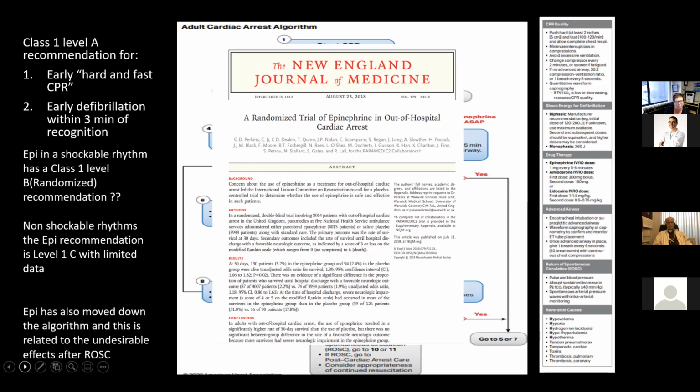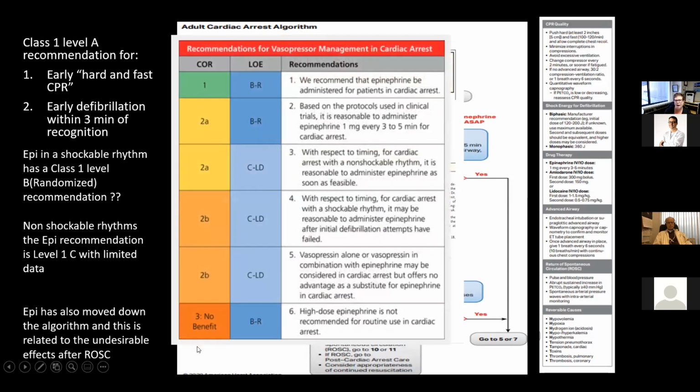So epi has moved down in the shockable algorithm, but moved up in the PEA asystole arrest. And so the recommendations are, yes, epi for cardiac arrest patients, moderately robust for the timing of 1 milligram every 3 to 5 minutes. In shockable rhythm, it has been ramped up in the algorithm.